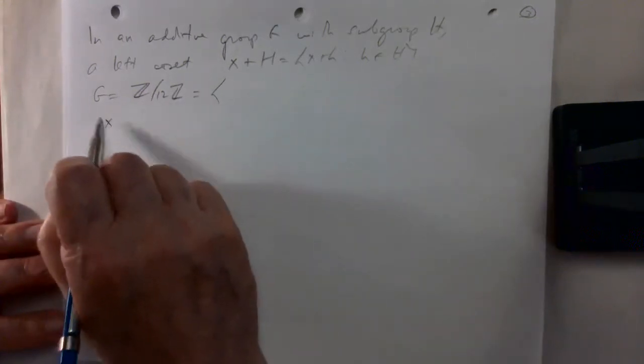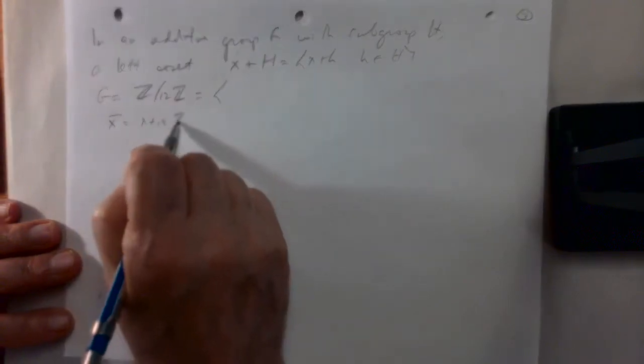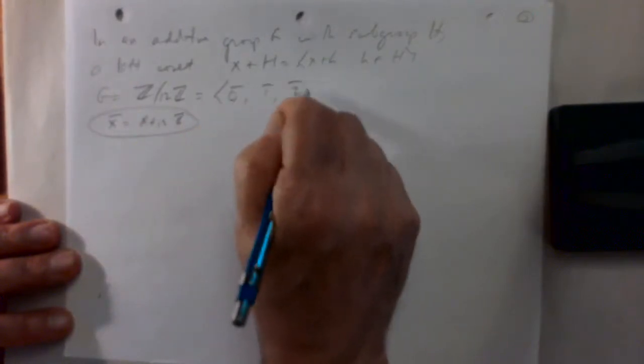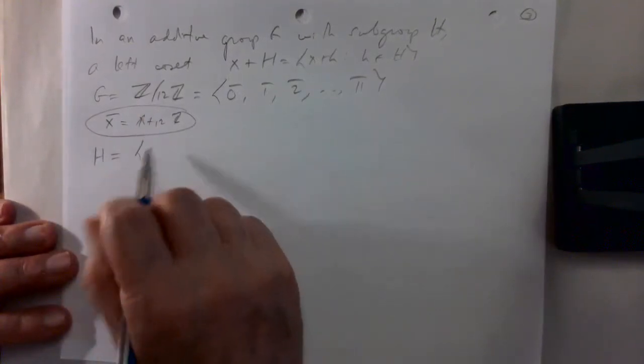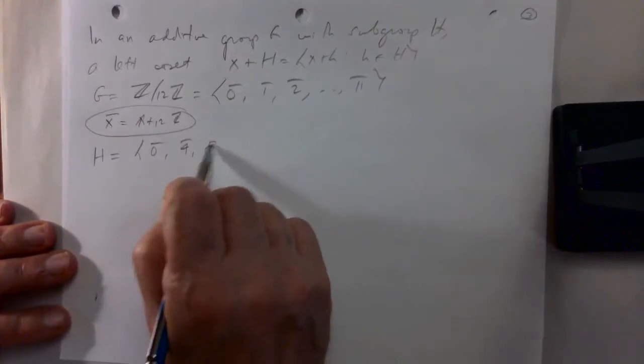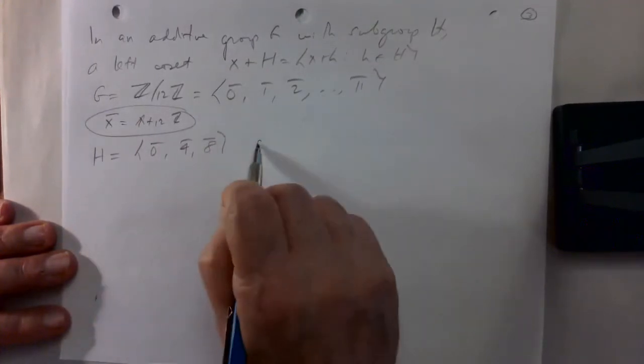Let's look at an example. Suppose we take G to be the integers mod 12. So these are the congruence classes. And I'll just write bars. x bar will mean x plus 12Z, so I don't have to keep writing the x plus 12Z. So 0, 1, 2, up to 11. This is a group with 12 elements, the 12 congruence classes. Suppose I take H to be 0, 4, and 8. So this is a subgroup.